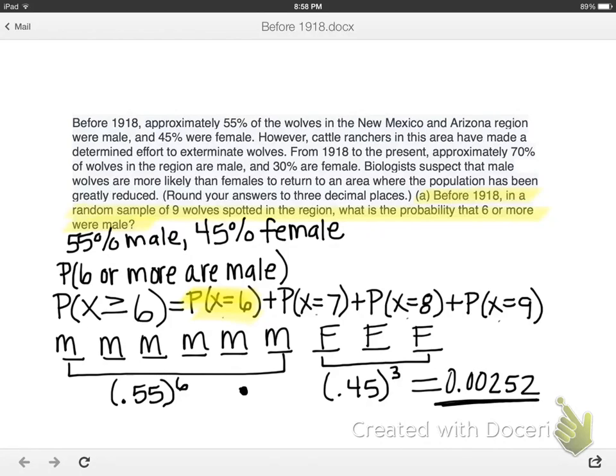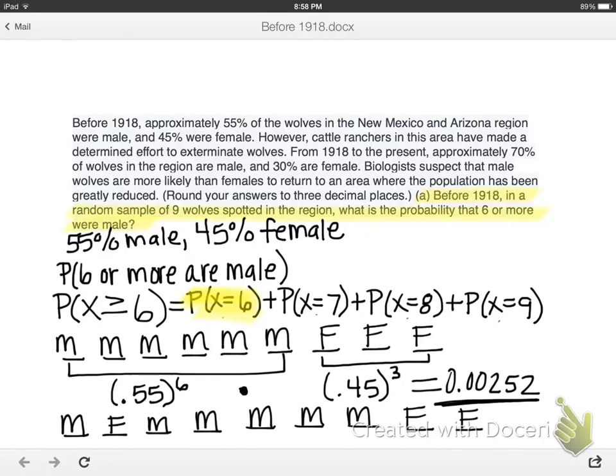this number tells me the probability that when I choose 9 wolves, the first 6 that I count are male, and then the last 3 are female. But keep in mind what I said. That's not the only way to get 6 males. 1, 2, 3, 4, 5, 6, 7, 8, 9. I could get a male first, and then a female.